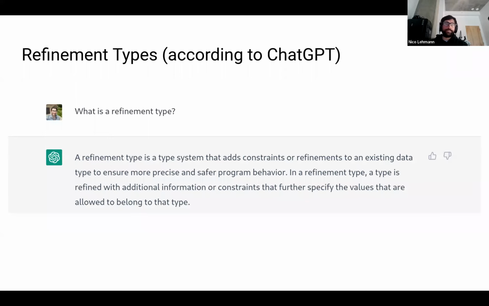So what are refinement types? This is what ChatGPT has to say about refinement types. A refinement type is a type system that adds constraints or refinements to an existing data type to ensure more precise and safer program behavior, which is, I guess, sort of true in some broad sense. It gets right the idea that we're trying to make types more expressive by constraining the set of values a type can refer to. And in practice, refinement types come in many flavors. I'm going to go over all the flavors that we have in Flux.